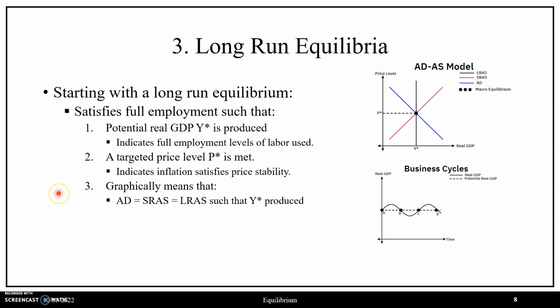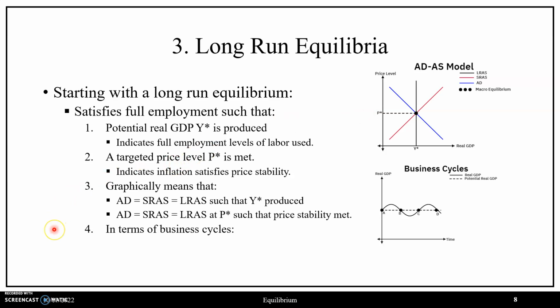Where with respect to the ADAS model, this means graphically with respect to potential real GDP that we'll not only be looking at the intersection of aggregate demand with short-run aggregate supply, but we'll be tacking on the intersection of the long-run aggregate supply curve as well to indicate that real GDP produced will correspond to potential real GDP Y star, and at the intersection of these three curves, it will be at the targeted price level P star to indicate that price stability has been met as well.